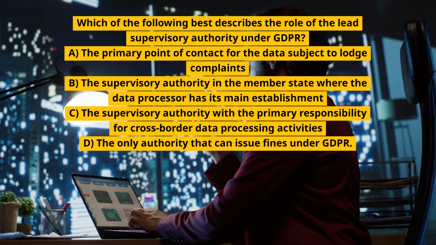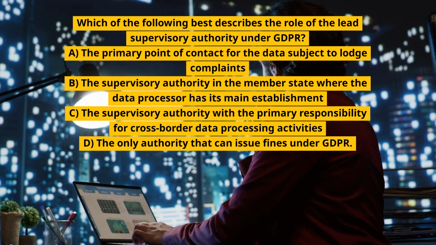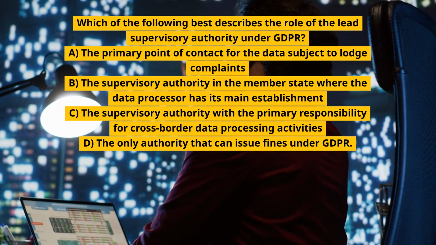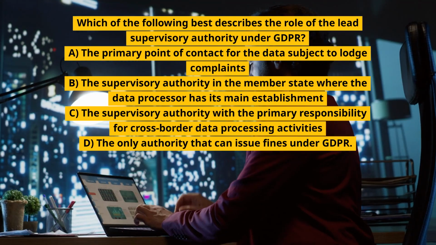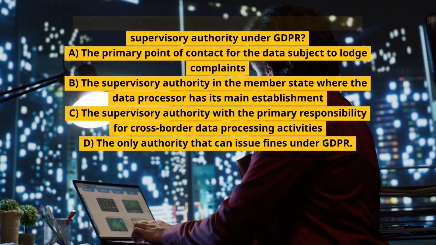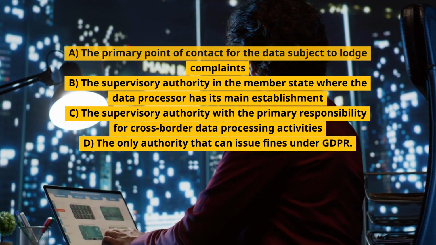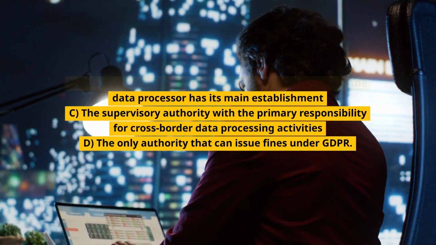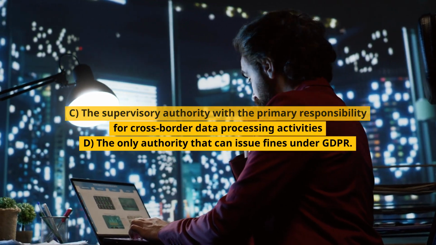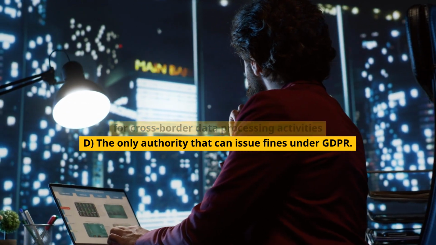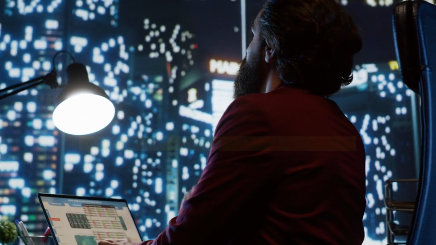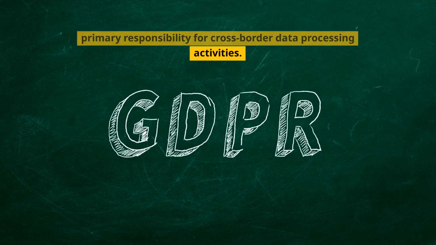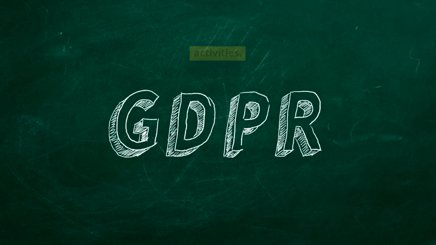persons. Which of the following best describes the role of the lead supervisory authority under GDPR? A. The primary point of contact for the data subject to lodge complaints. B. The supervisory authority in the member state where the data processor has its main establishment. C. The supervisory authority with the primary responsibility for cross-border data processing activities. D. The only authority that can issue fines under GDPR. Correct answer: C. The supervisory authority with the primary responsibility for cross-border data processing activities.